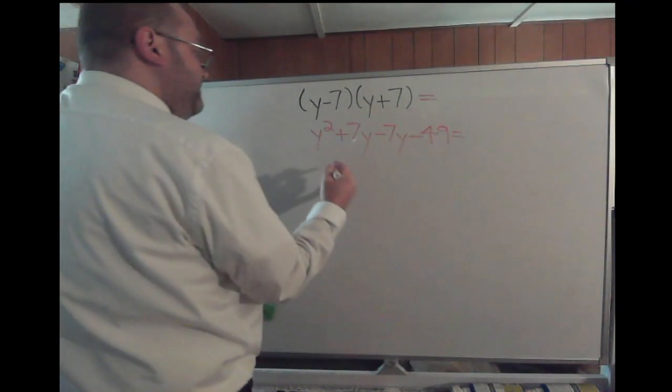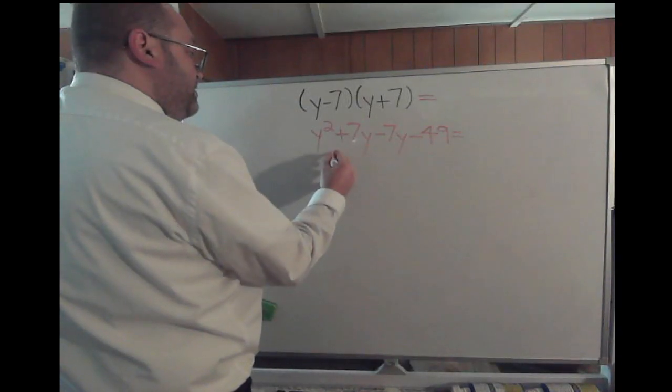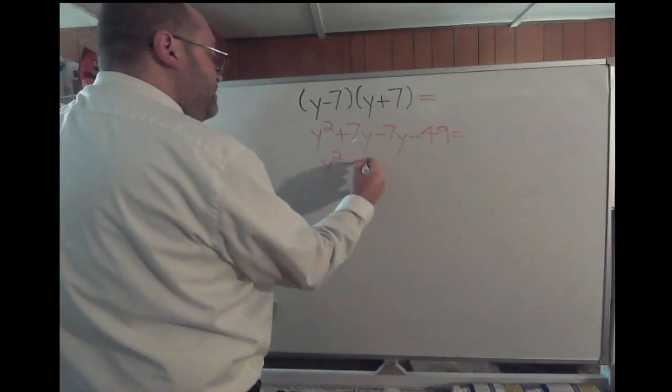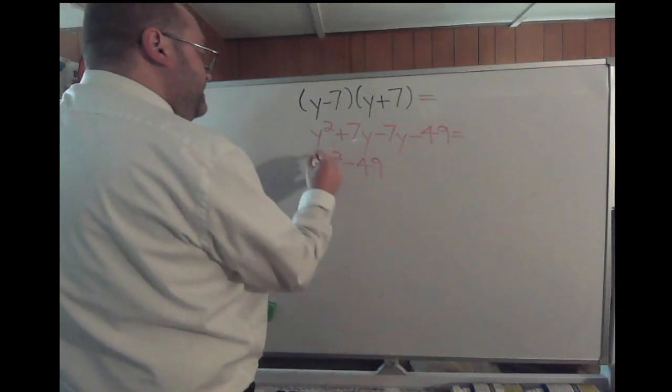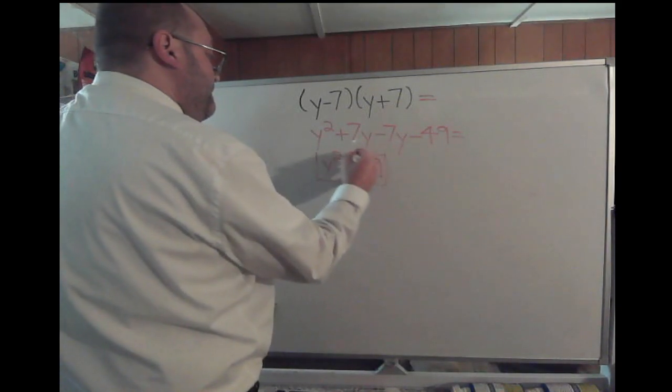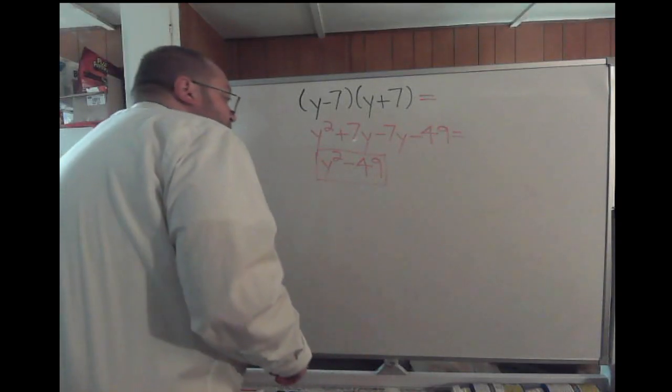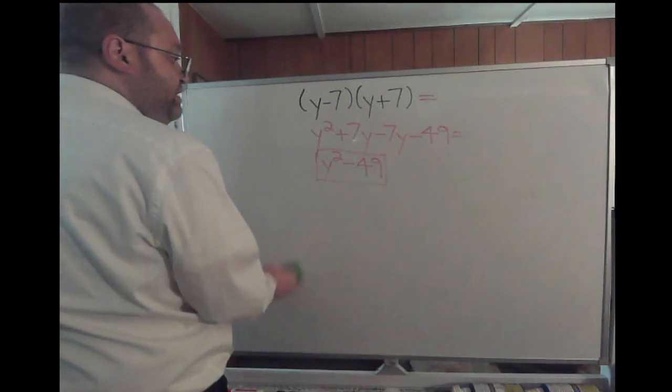Which when you simplify this, you'll get y squared. The 7y minus 7y, those go away. You just get y squared minus 49. Alright, I'm going to do a couple here with the classic FOIL method to illustrate a pattern, because you're about to learn a shortcut today.